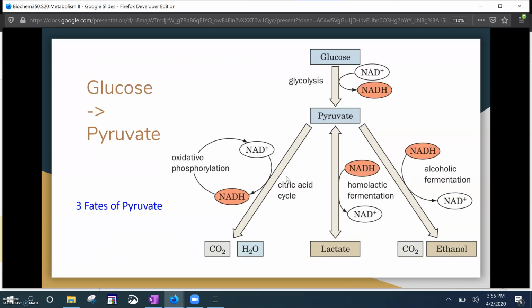Let's talk about the fate of pyruvate. There are actually 3 fates of pyruvate, depending upon the conditions. The usual one is the aerobic conditions, and that's the one we're going to spend the most time talking about, but I'm going to get back to that. Under anaerobic conditions, you can create lactate, and there's also an alcoholic fermentation condition that is used by yeast.